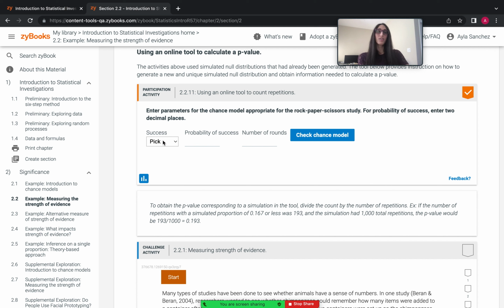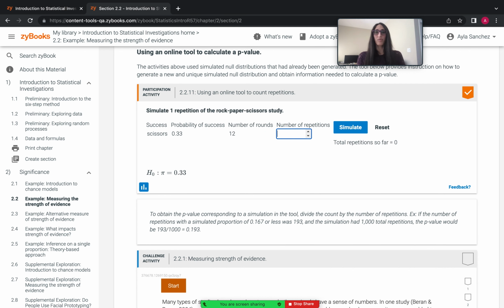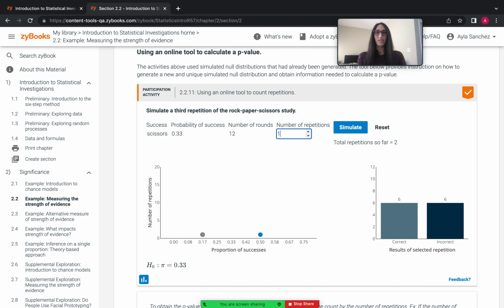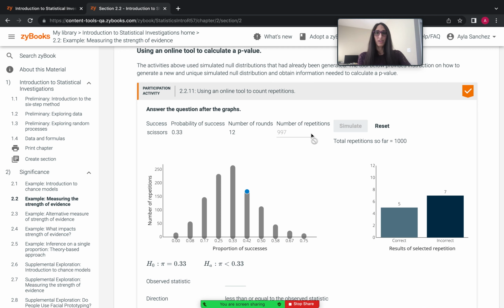But now they're going to have to look at the study and say, oh, what was success in this study? It was scissors. What was the probability of success here? It was 1 in 3. And how many rounds did the people in the study play? Oh, they played 12 rounds. Then again, they simulate the study, they simulate the study, they simulate the study. Eventually they build up a null distribution.